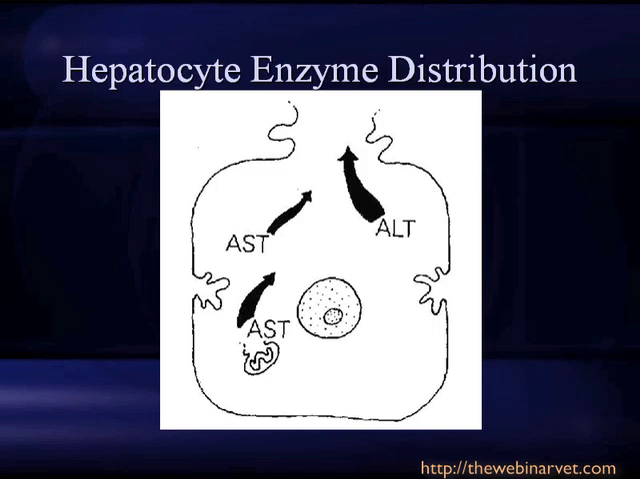The other enzyme that we actually look at in this context is GLDH. Now that's another enzyme that we find in hepatocytes, and it's almost exclusively found in the hepatocytes. And as we'll see, that can be quite helpful to us sometimes, because these other two aminotransferases are also found in other tissues, principally skeletal muscle.